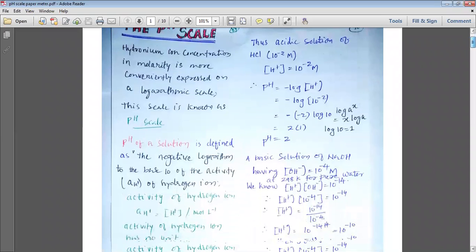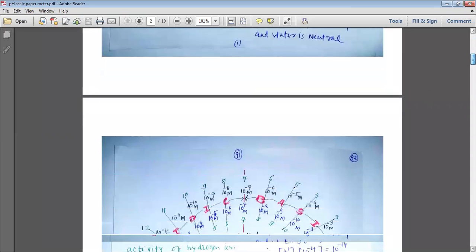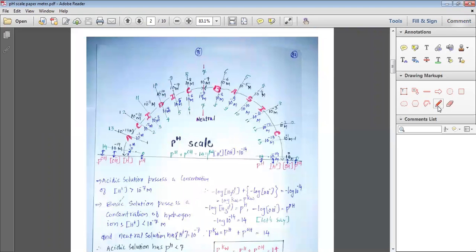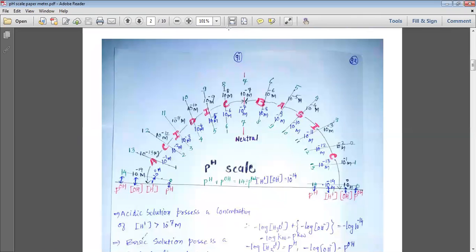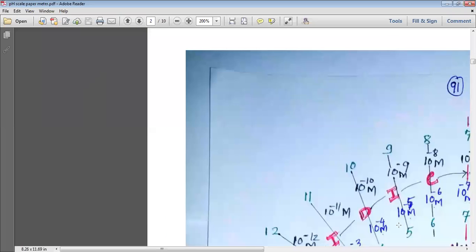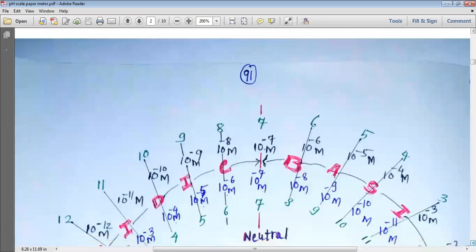So, we studied about pH scale, and we have seen that when we call pH scale, we generally have pH, pOH, pKw, concentration of H plus and concentration of OH minus, everything included in it. So that is how we studied about the pH scale.